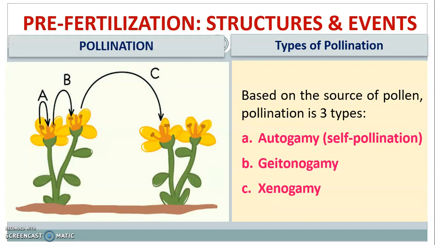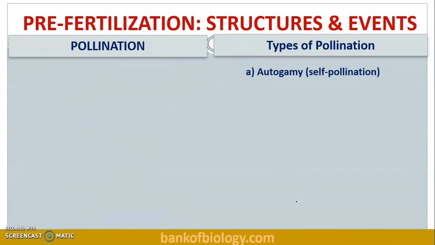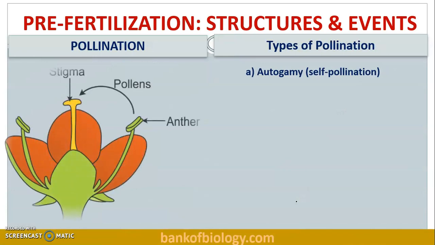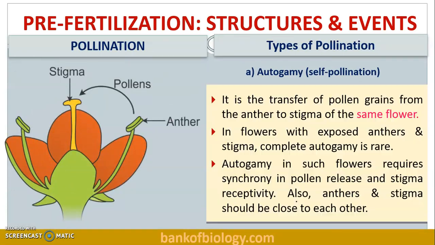Basically, there are three types of pollination: autogamy, geitonogamy, and xenogamy. Let's discuss one by one. First is autogamy. The word auto means itself. So autogamy is also known as self-pollination. In the previous classes you studied the two types of pollination, self and cross. So autogamy is the type of self-pollination.